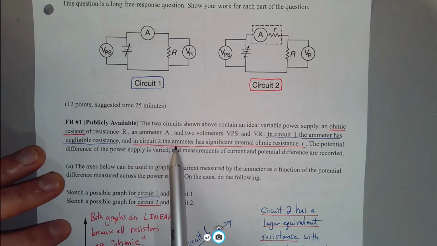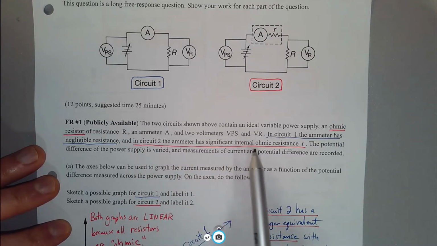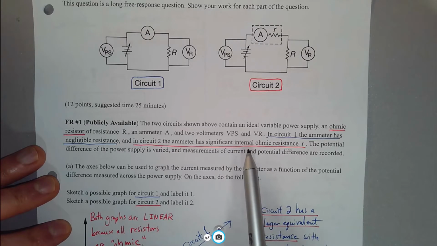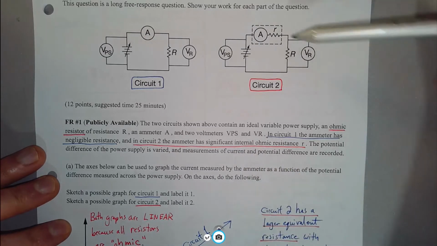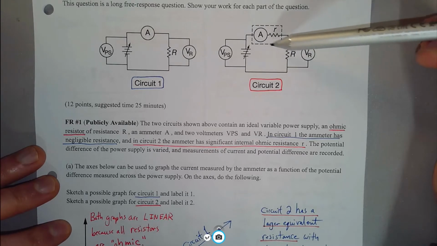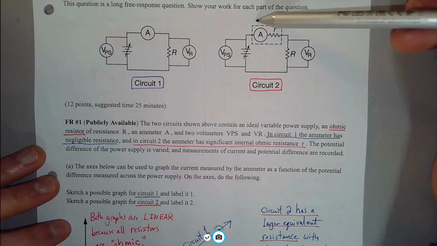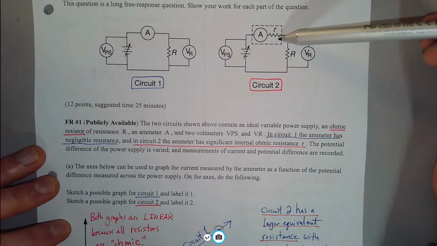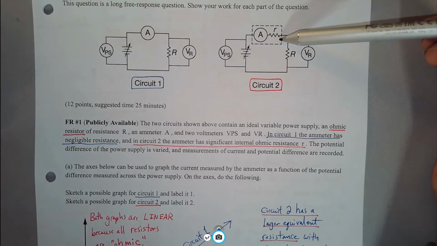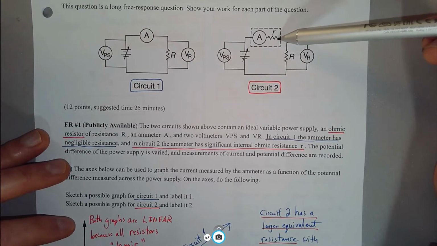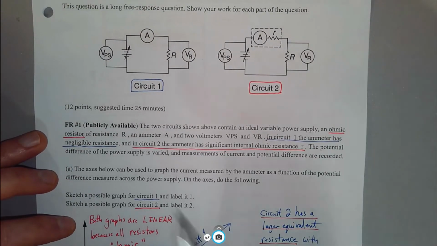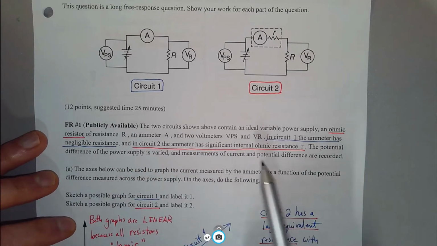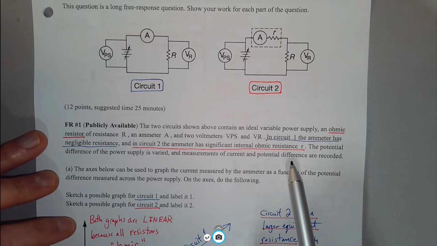And in circuit 2, the ammeter has significant internal ohmic resistance. So think about it kind of like a non-ideal battery, right? Think of a little dashed line around the meter, and in this meter itself there's some small internal resistance, lowercase r. It's significant enough that we have to factor it in. The potential difference of the power supply is varied, and measurements of current and potential difference are recorded.